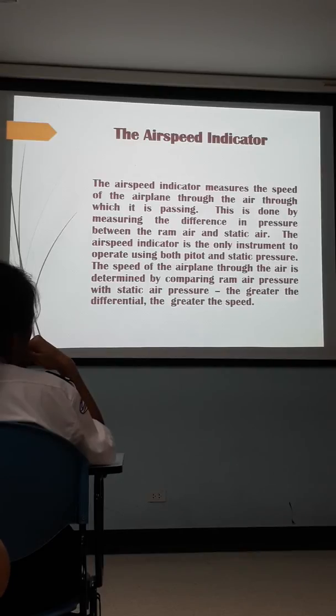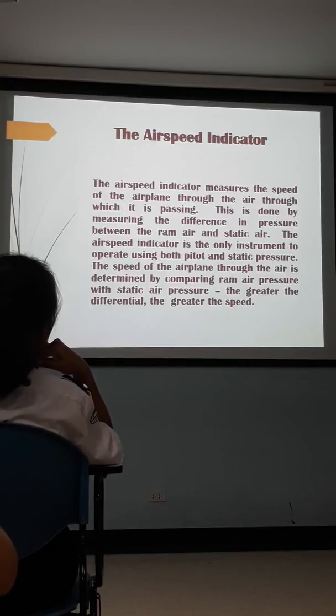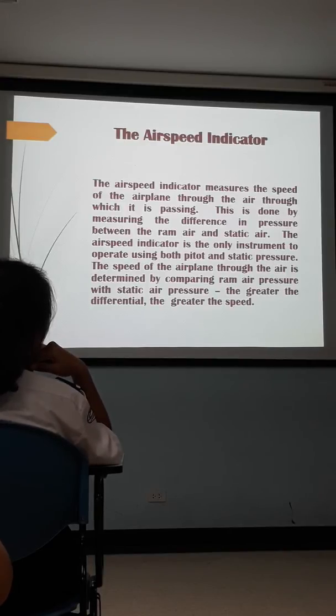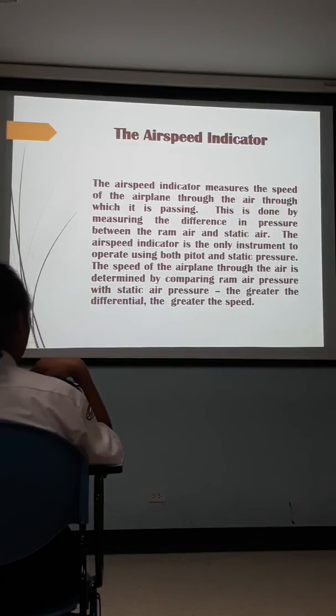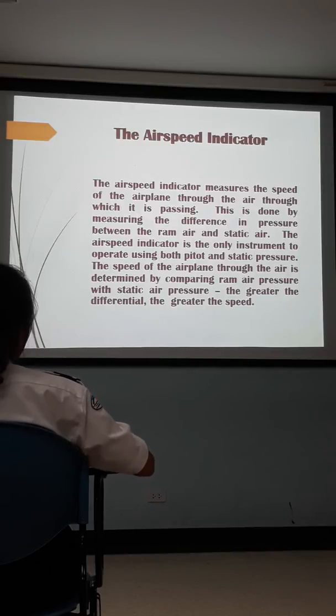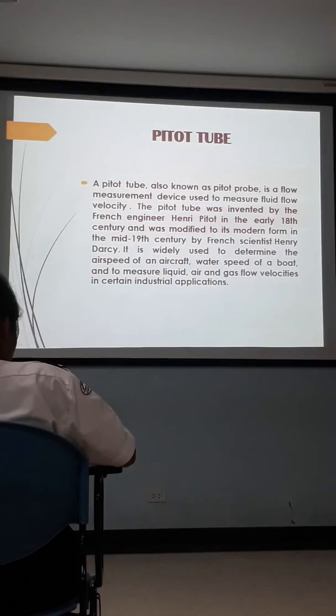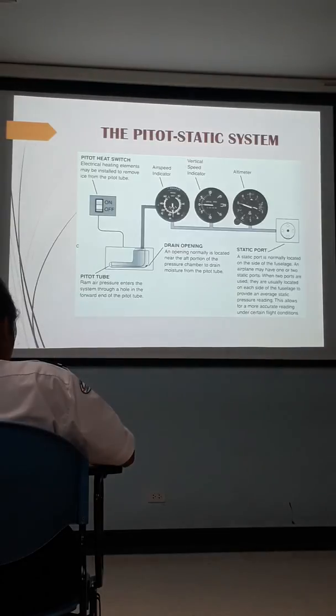The airspeed indicator measures the speed of an airplane through the air. Look at this one. The airspeed indicator is the only instrument that operates using both the pitot and static systems. The speed of the airplane through the air is determined by comparing ram air pressure with static air pressure. The greater the differential, the greater the speed. I will come back to that one again.